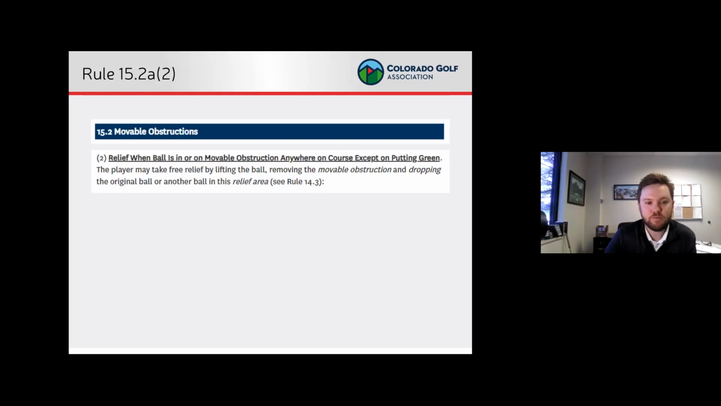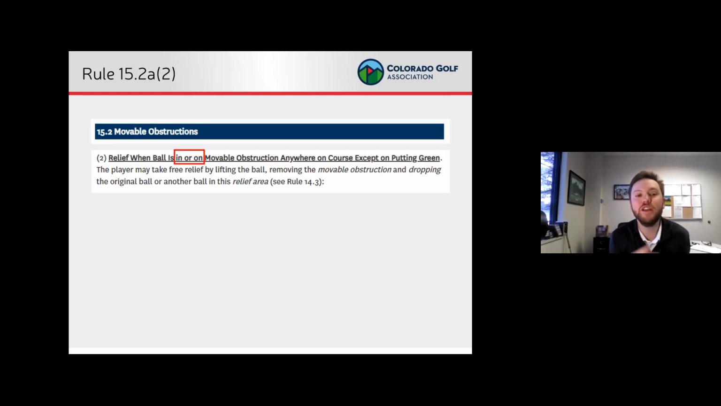All right. So 15.2A2, we're going to look at relief when a ball is in or on a movable obstruction anywhere on the course except on the putting green. Again, notice it says in or on, meaning it is not touching the ground because it's in the movable obstruction. So let's say it's in a trash can, or it's on a movable obstruction. Let's say it's on a towel that a group in front left behind. It's not touching the ground here. So no part of it is touching the ground. And we saw in the other video, when it's touching the ground, you remove it, it's got a spot on the golf course. Here, in a very broad way, it doesn't have a spot on the golf course because it's not touching the golf course.